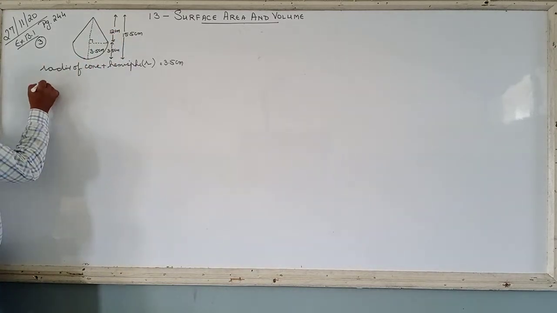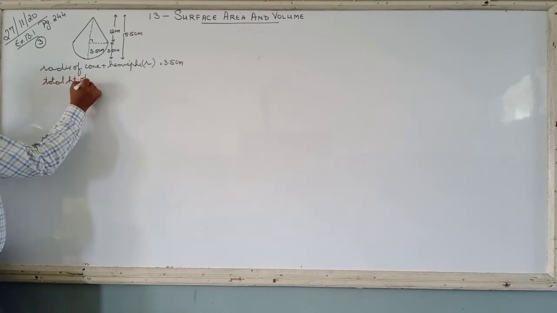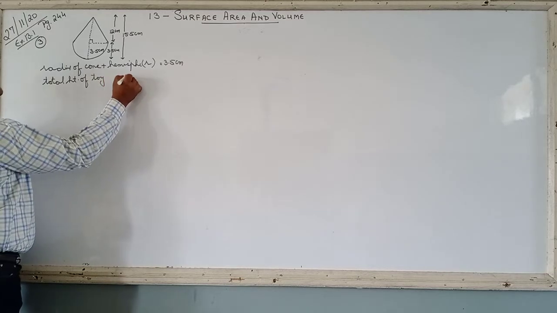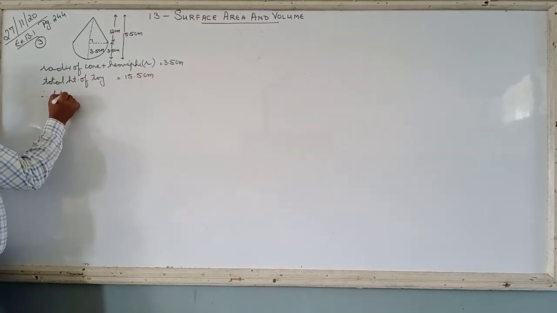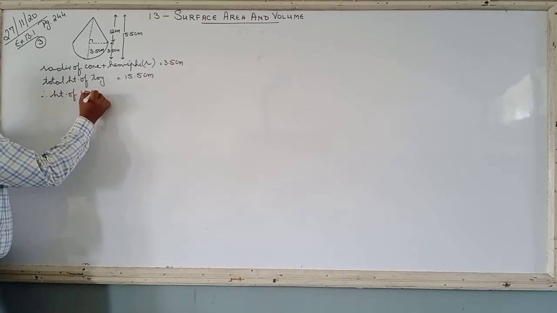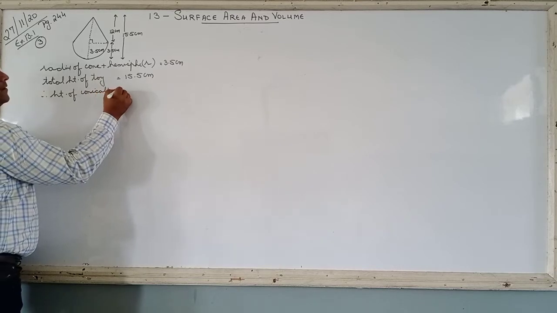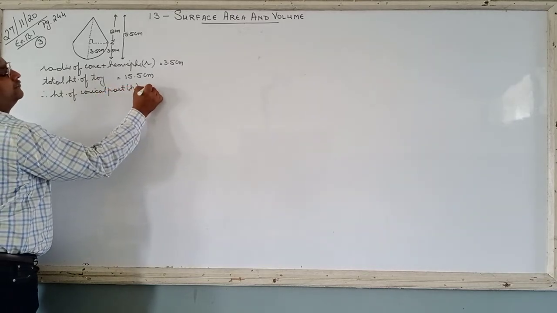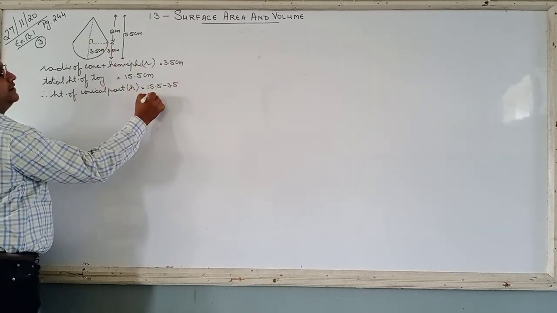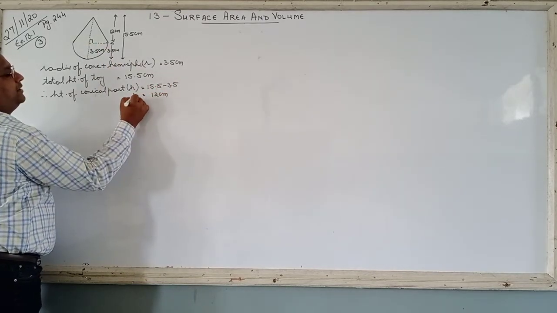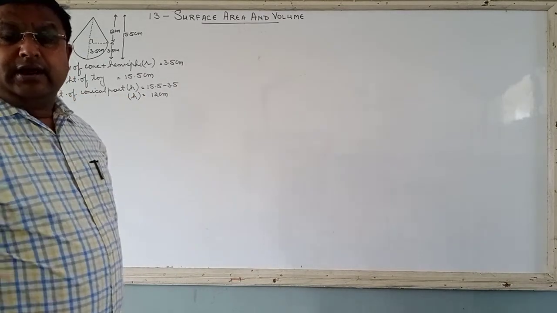Everything is marked in the figure. Total height of toy is equal to 15.5 centimeters. So therefore, height of cone or height of conical part, h, is equal to 15.5 minus 3.5. You can check the figure, it is equal to 12 centimeters. Yes or no? Right?